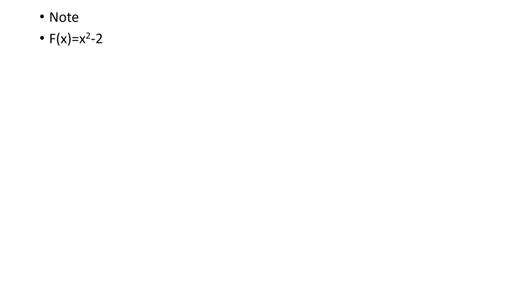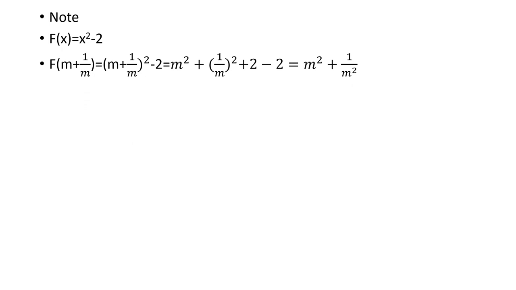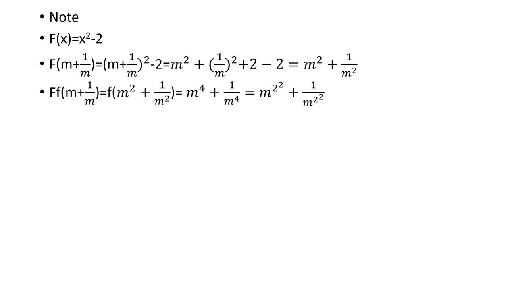Note if f of x equals x squared minus 2, and somebody tells me what is f of m plus 1 over m, I will say that is m plus 1 over m, squared, minus 2. If you square this, you get m squared plus 1 over m squared plus 2, because 2 times m times 1 over m is 2, minus 2, which is m squared plus 1 over m squared. And if somebody tells me what is f of this, f of m plus 1 over m is m squared plus 1 over m squared, so the next one would be m to the 4 plus 1 over m to the 4.